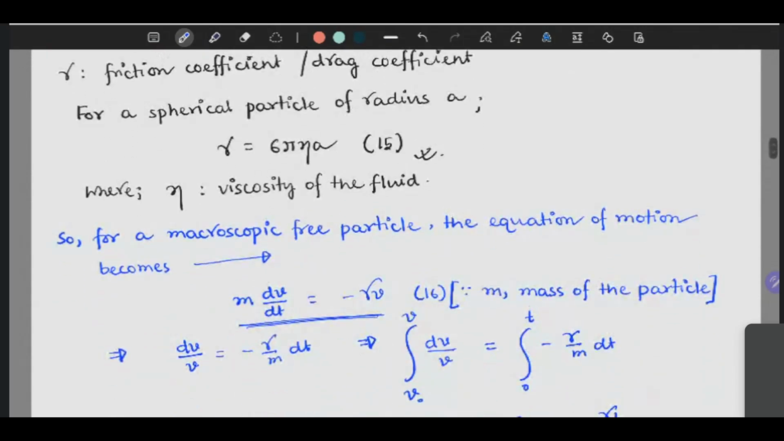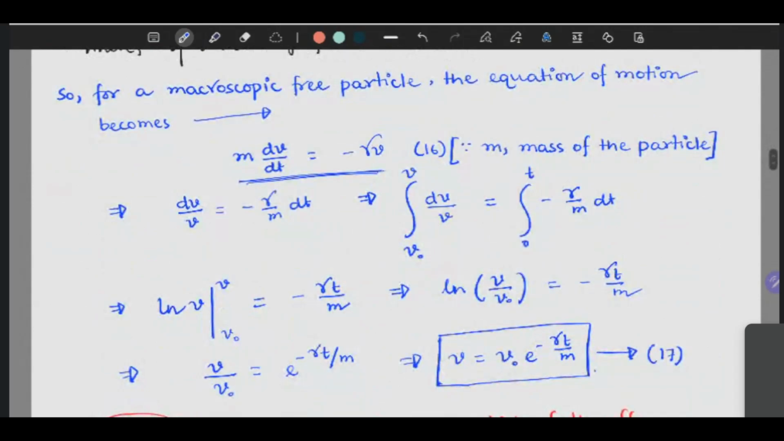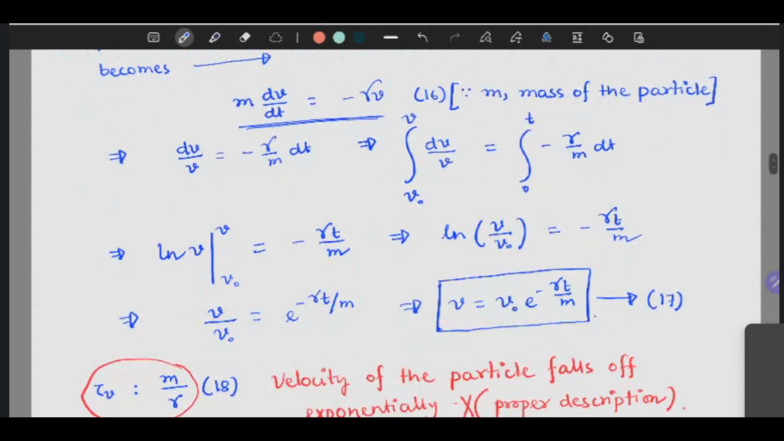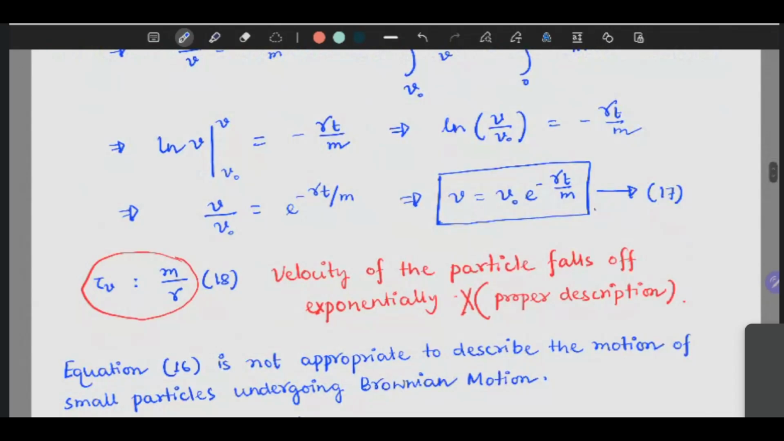Now if you solve this equation, you get this solution where velocity will be v0 e to the power minus t by tau_v, where v0 is a constant coming from the initial condition, and tau_v is m by gamma, some time constant. This time constant is very small, around a picosecond. You can see that the velocity of the particle falls off exponentially and very rapidly becomes zero. But that is not something that we observe in real systems.